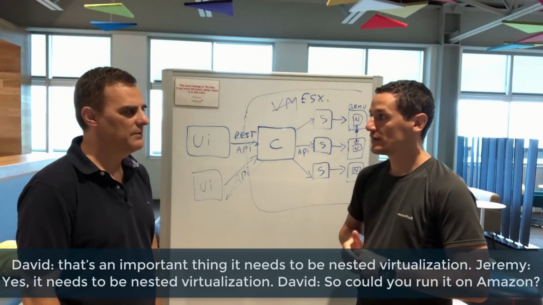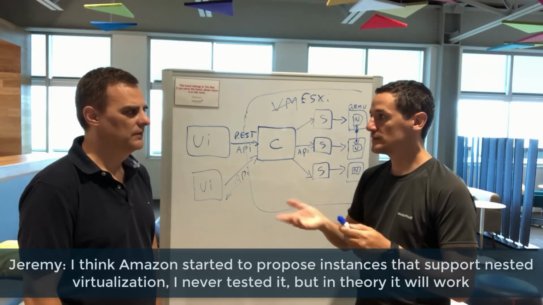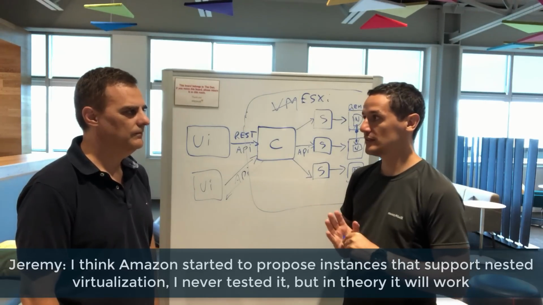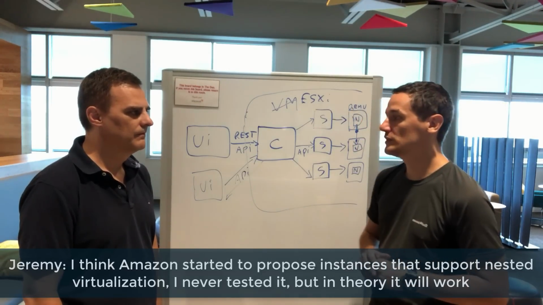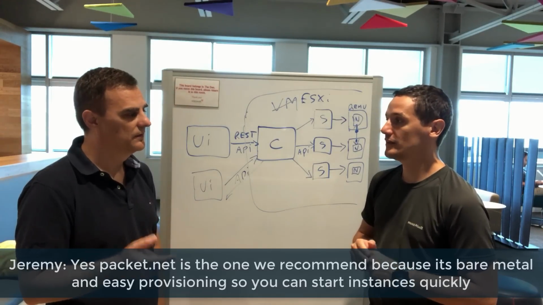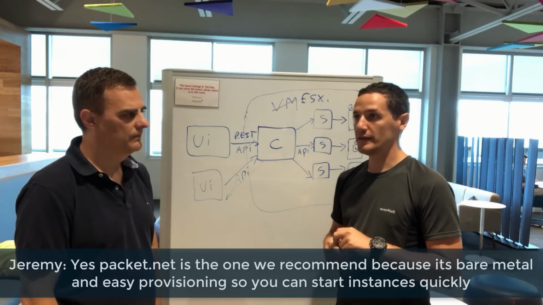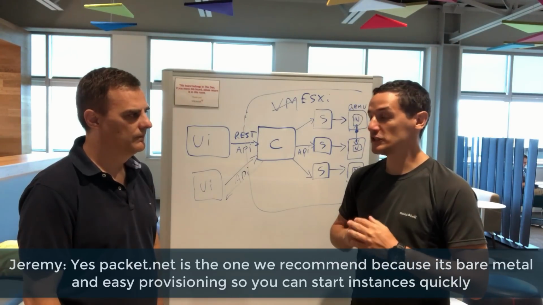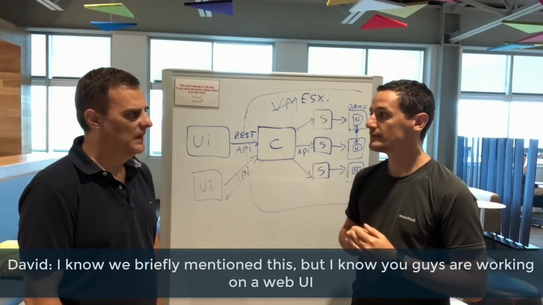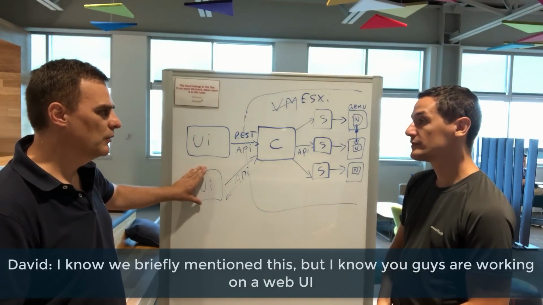So could you run it on Amazon? I think Amazon started to propose instances that support nested virtualization. I never tested it, but in theory, it will work. So the recommendation today is to use packet.net, because it's bare metal but with easy provisioning, so you can start instances quite quickly.